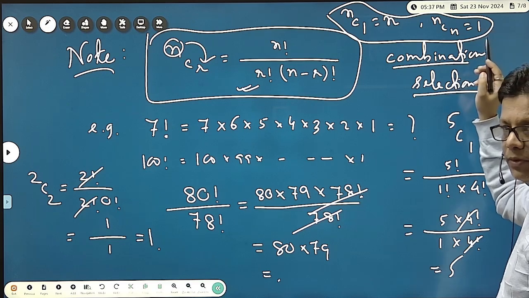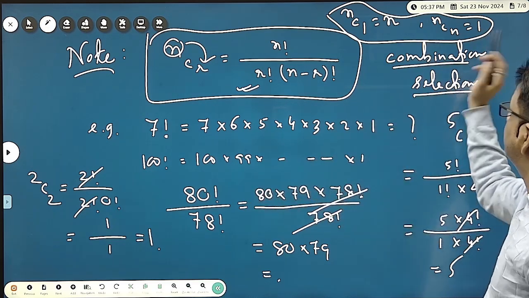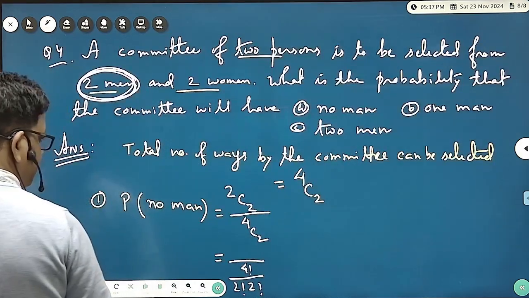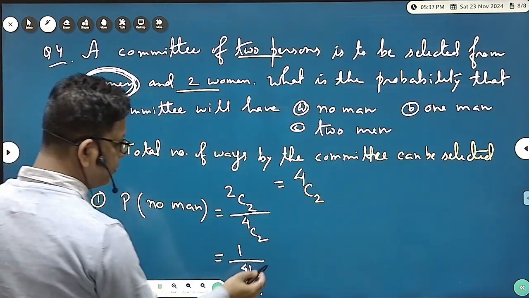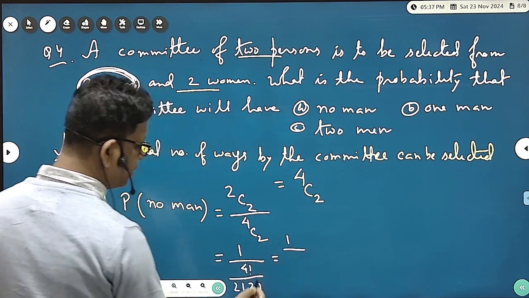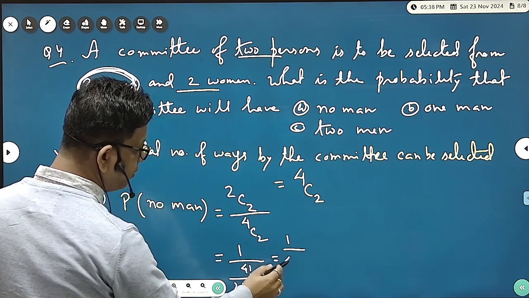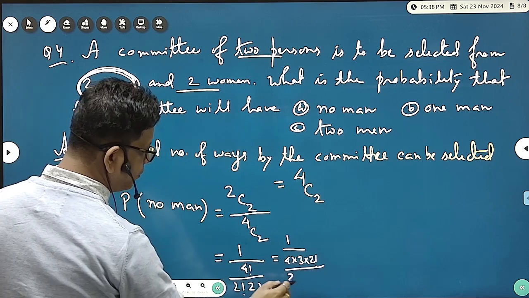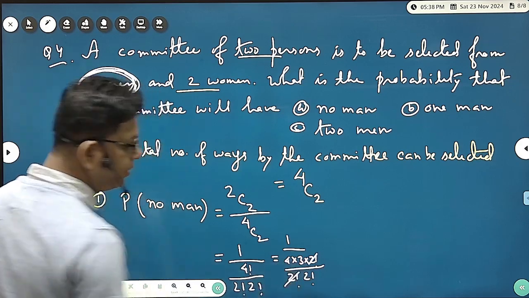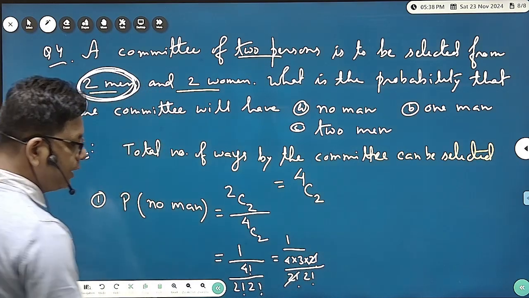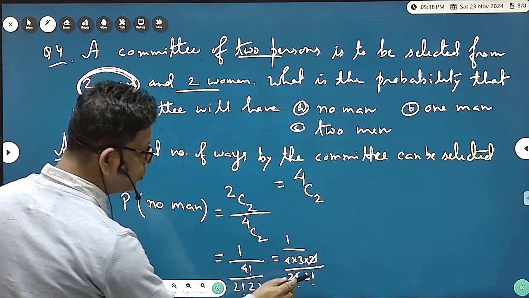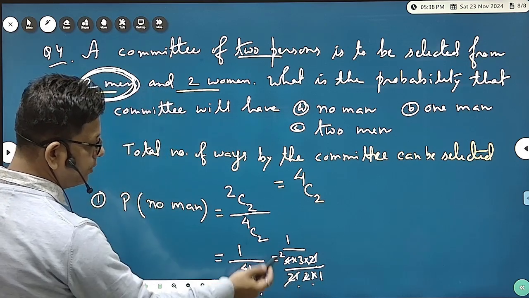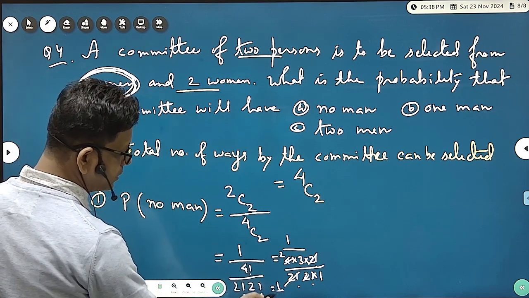NCN is always 1 when the numbers are the same, and NC1 is n. So that is directly 1. So I can write this is equal to 1. Now you do the calculation. It will be 1. Now say, how to do 4 factorial? 4 into 3 into 2 factorial by 2 factorial, 2 factorial. 2 factorial will get cancelled. Are you getting my point? I'm trying to do it directly. This 2 factorial we have to expand. How? 2 into 1. 2 and 2 will get cancelled. What is the answer? 1 by 6. Okay. Got it now?